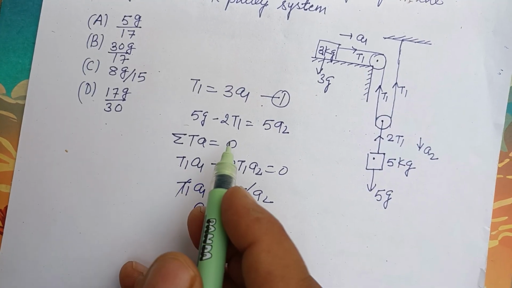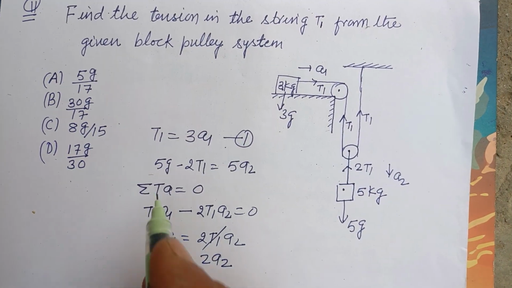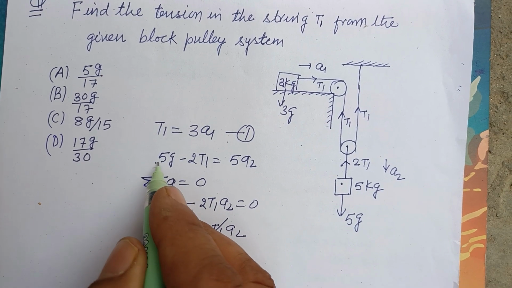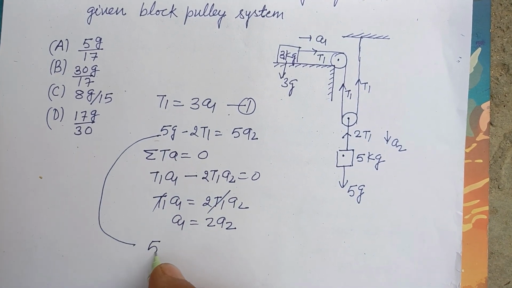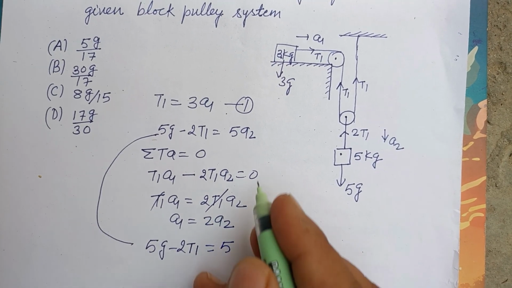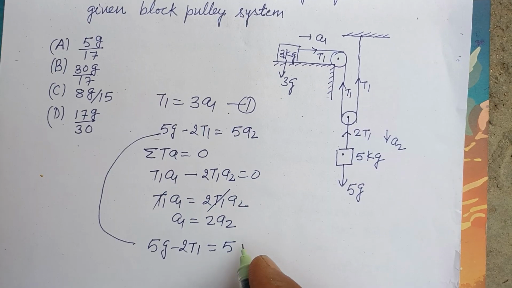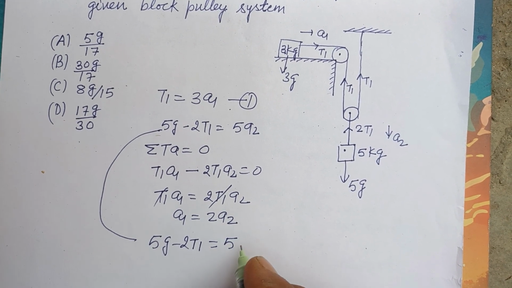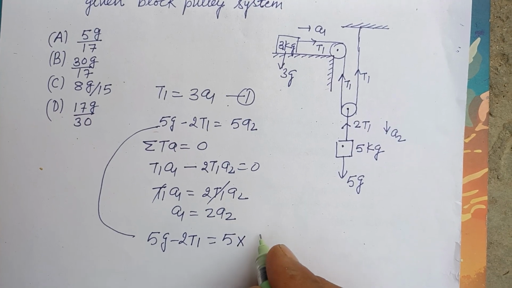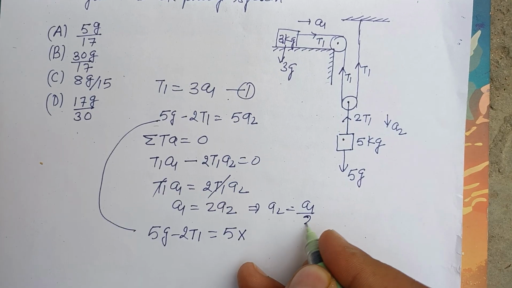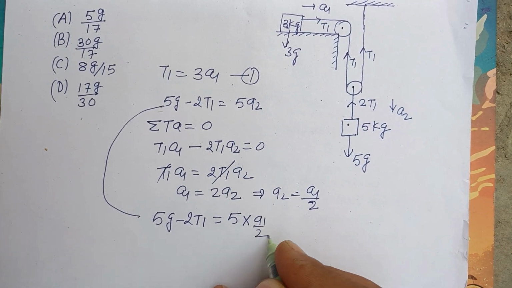Okay, so using this, here 5G minus 2T1 equal to 5A2. So we put A2 here. A2 is A1 by 2. So A1 by 2.